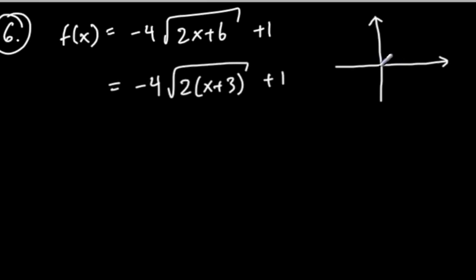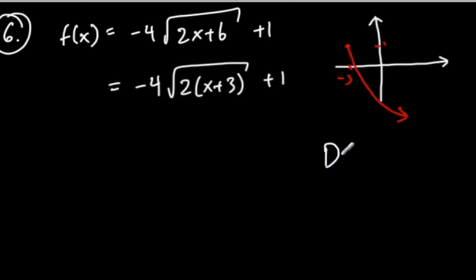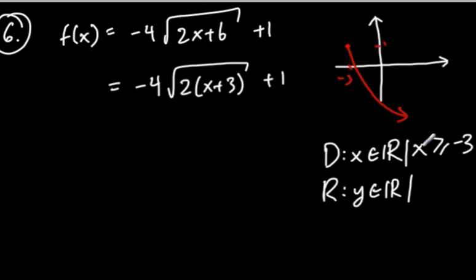And it's being moved 3 to the left. So that's -3, and then up 1. So it's going to be like that, and basically it's going to go down like that. So that's what this function looks like. Let's get its domain and range. The domain is x's element of reals, and x has to be greater than or equal to -3. The range is y's element of reals, and y has to be less than or equal to 1. So that's the domain and range of the original function f of x.